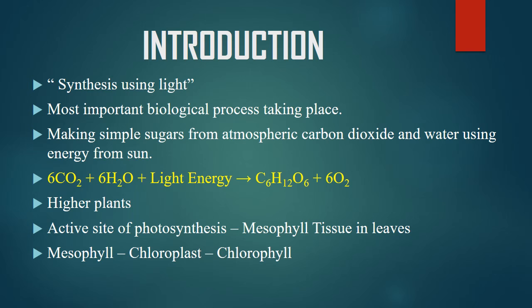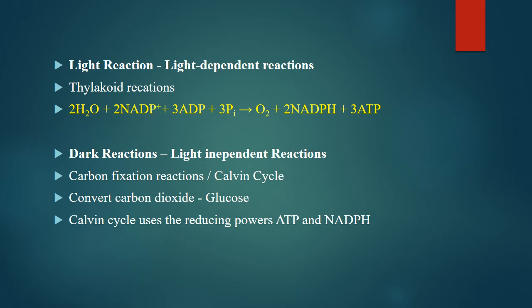green color. In photosynthesis, the plant uses solar energy to oxidize water, thereby releasing oxygen, and reduce carbon dioxide, thereby forming large carbon compounds, primarily sugars. Photosynthesis consists of two types of reaction. They are light reaction and dark reaction.